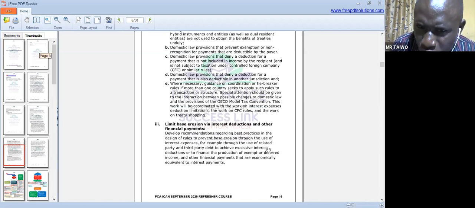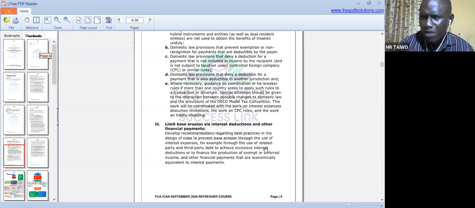For example, through the use of related party and third party debt to achieve excessive interest, like the third party debt the other time, or related debt, to achieve a reduction in tax liability, or to finance the production of exempt or deferred income, and other financial payments that are economically equivalent to interest payment. What they are saying is that we should develop a route that will limit the base erosions via interest.